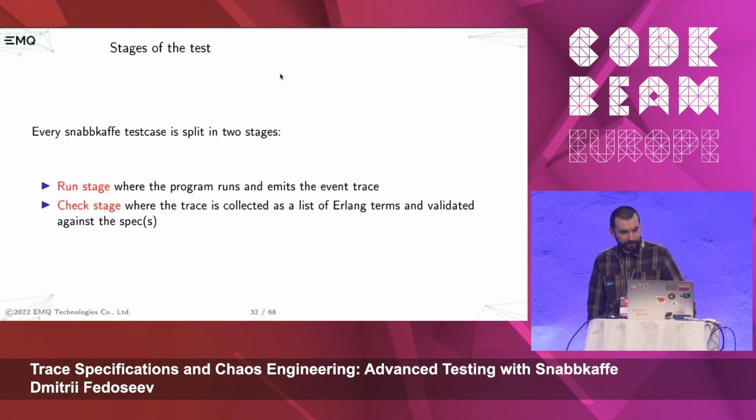But enough about philosophy, let's talk about practice. Every Snabbkaffe test case is split into two stages. Run stage, where the program runs and emits the event trace, and check stage, where the trace is collected as a list of Erlang terms and it's validated against the specs.